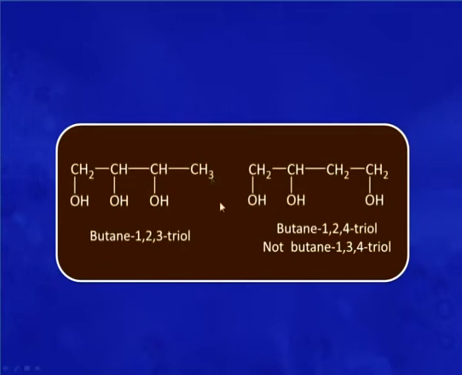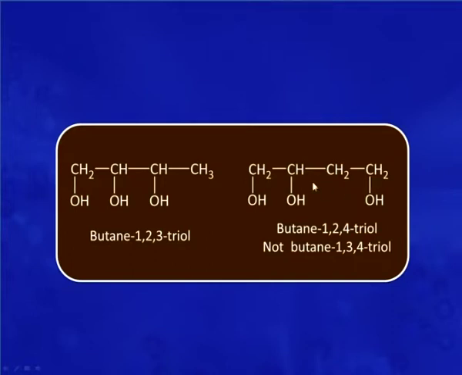In this case, again the main chain is comprised of 4 carbon atoms, but if you number it from this carbon, the 3 hydroxy groups are present at positions 1, 3 and 4. But if you number it from this carbon, on this side of the molecule, the hydroxy groups have 1, 2 and 4 positions.